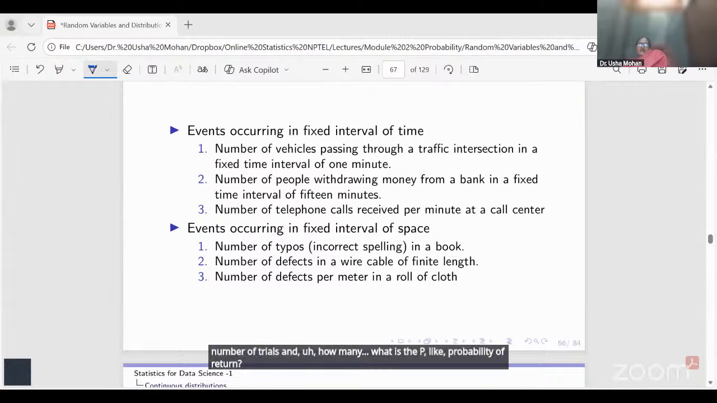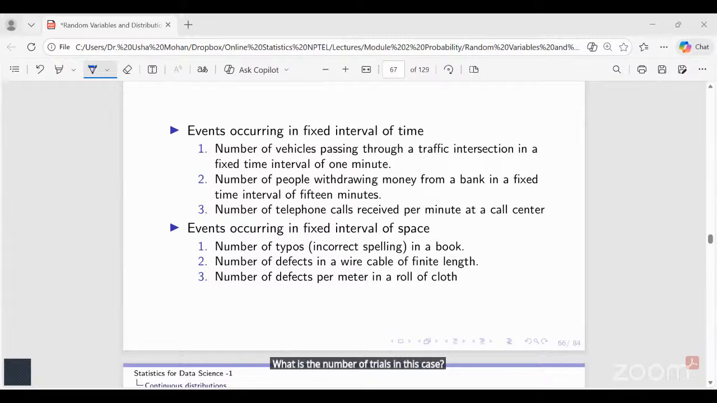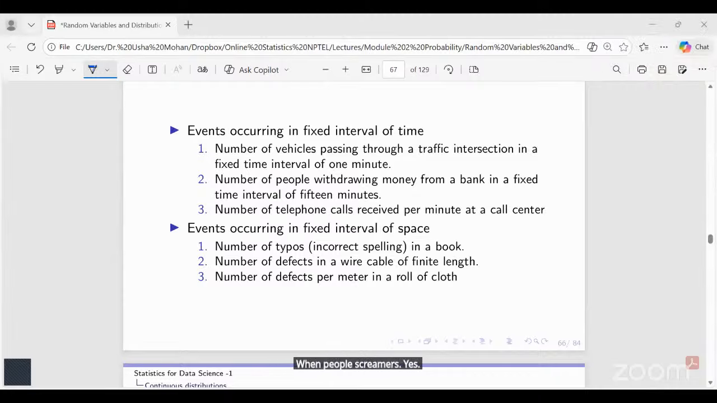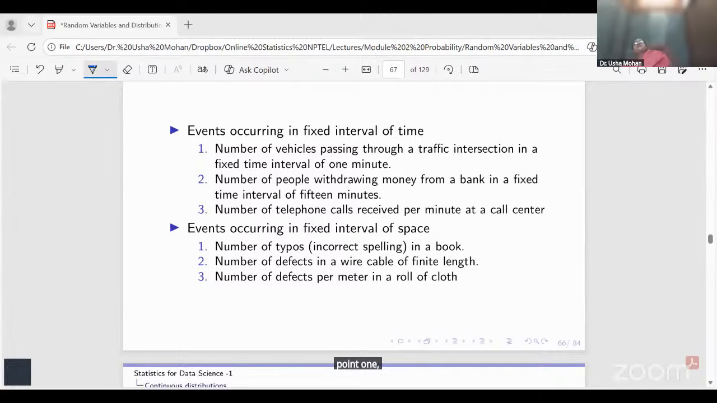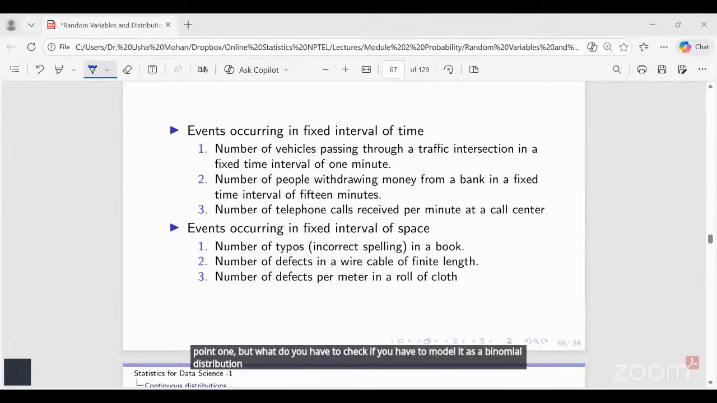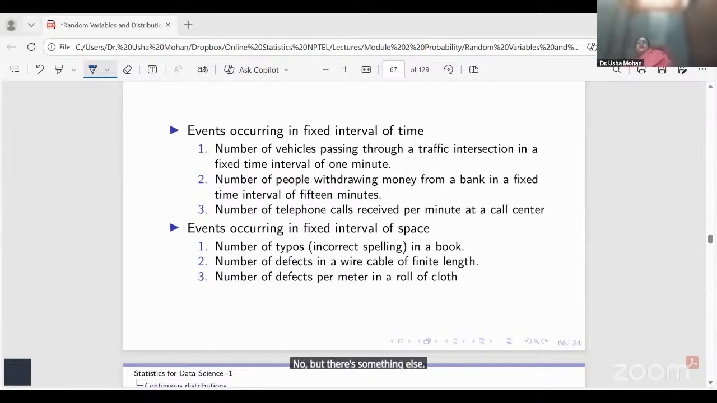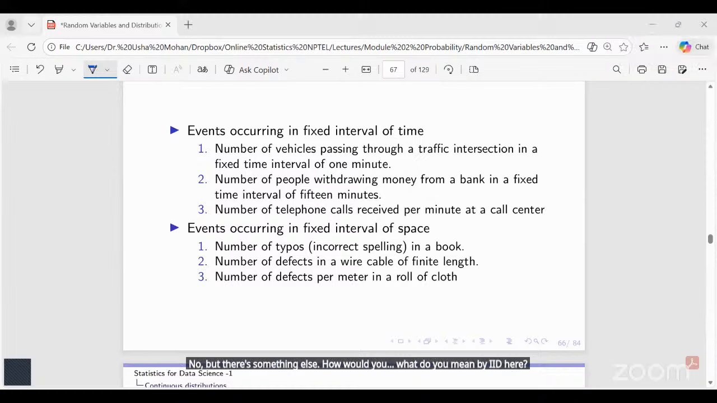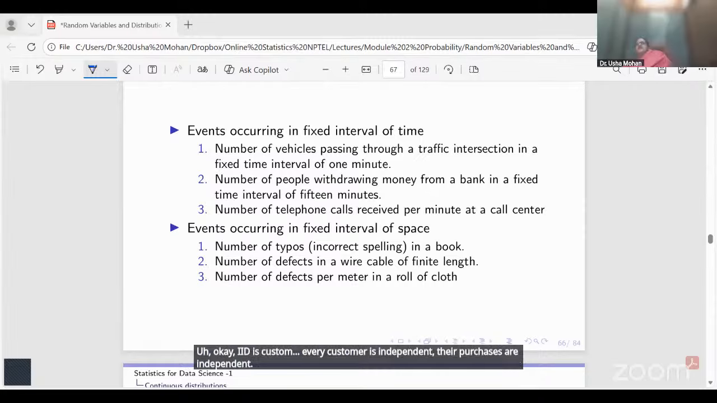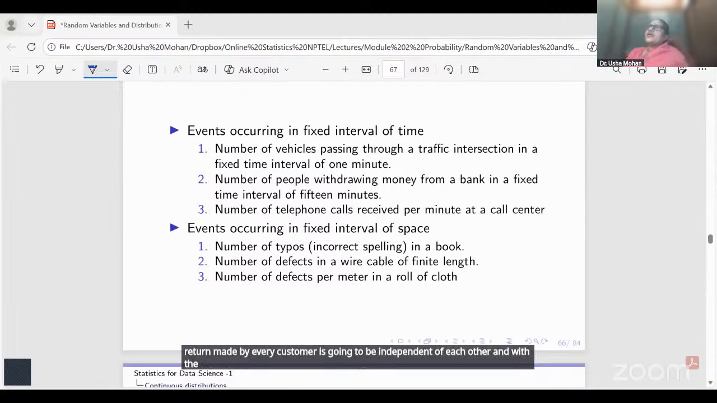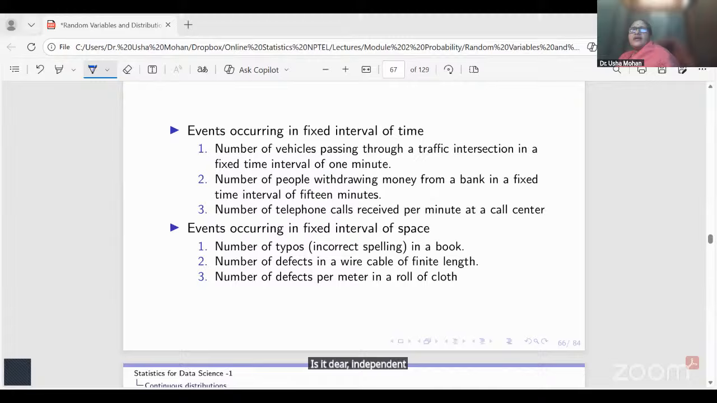What is the number of trials in this case? On a particular day, 20 customers. N equal to 20. What is the P here? It's 0.1. But what do you have to check if you have to model it as a binomial distribution? What do you mean by IID here? Every customer is independent, and the return made by every customer is independent of each other and with the same probability. Independent and identically distributed. Is that clear?